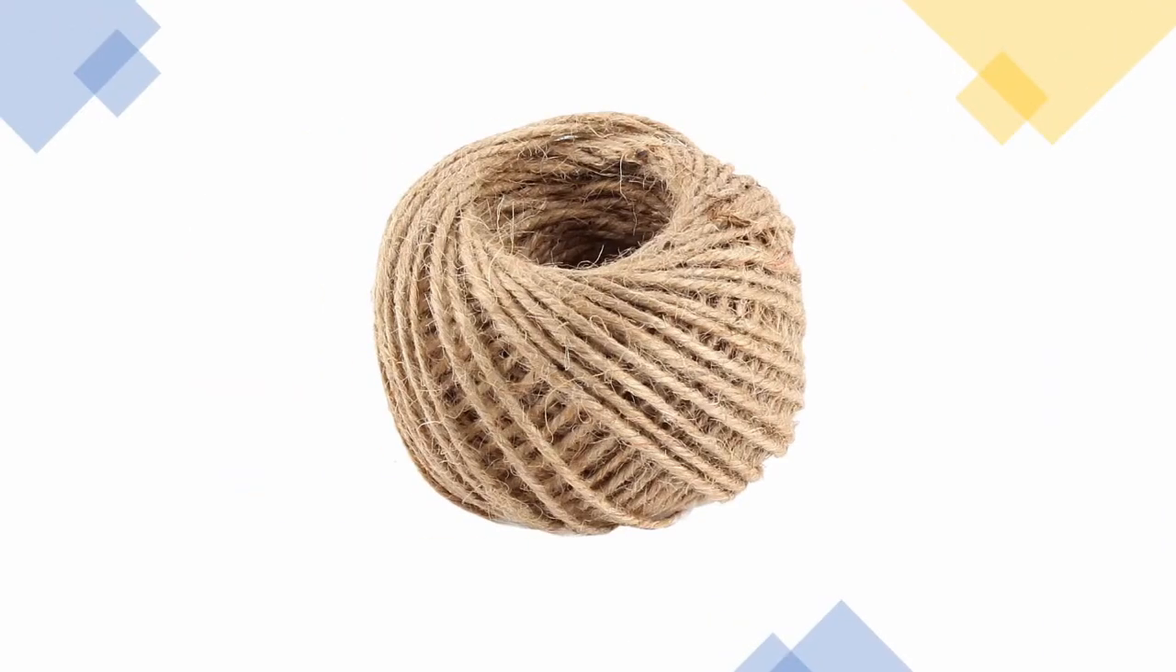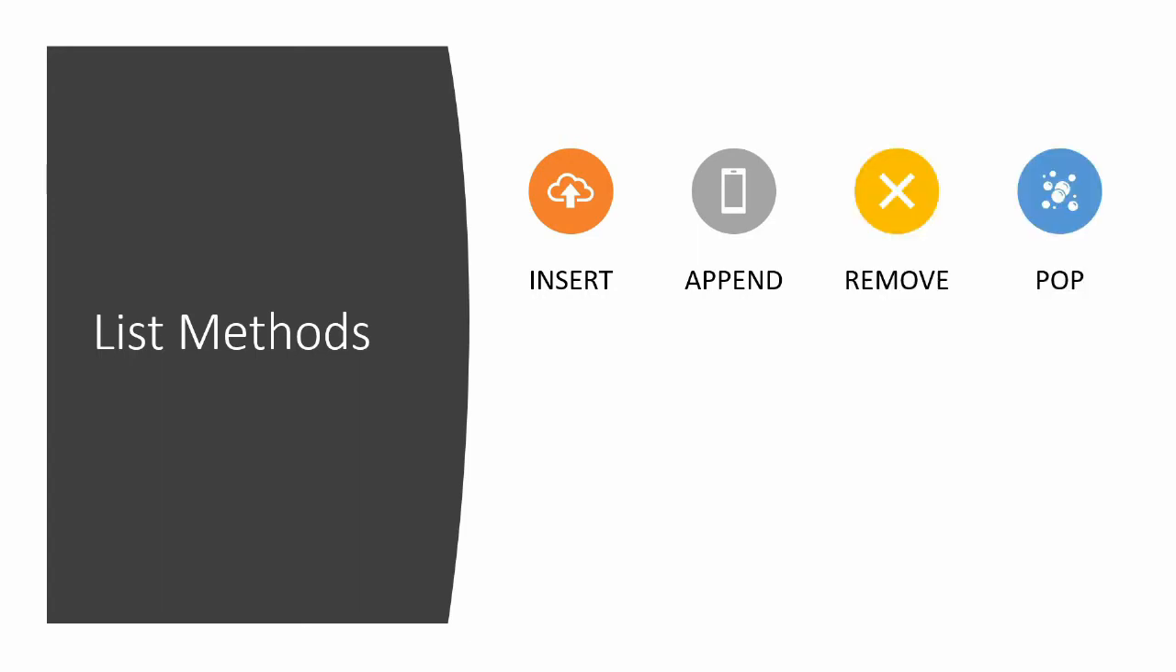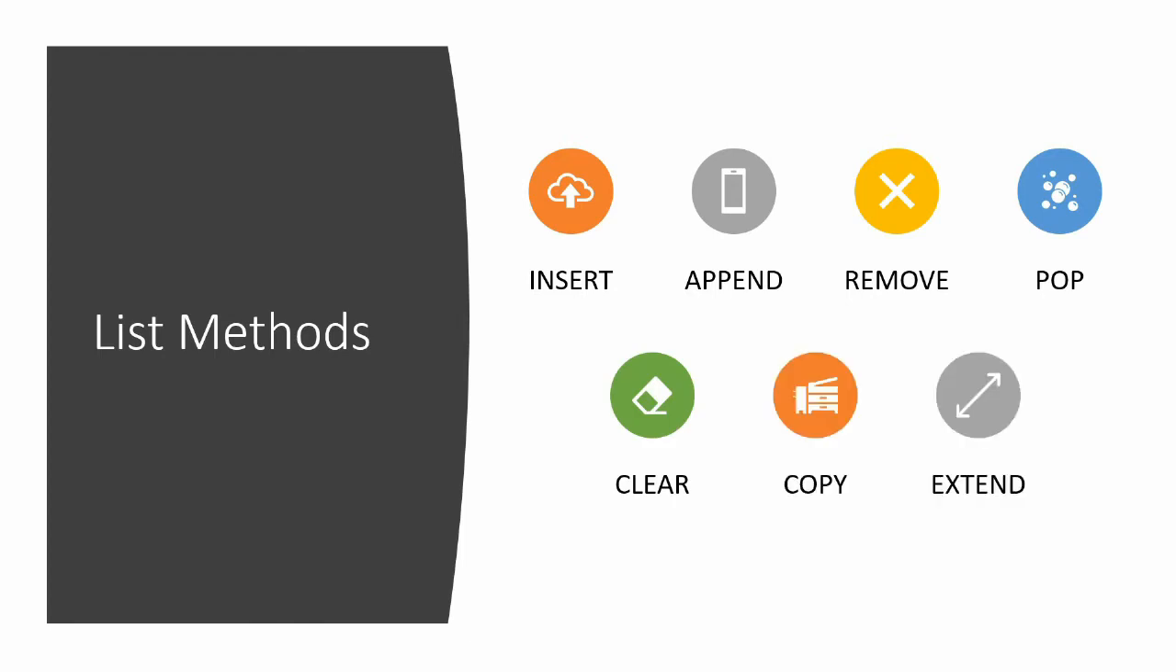And there are some things that you can do with lists that you can't do with strings, and they're these list methods. There are quite a lot, but I've taken out what I think are the 7 most basic ones. So you can insert stuff, you can append stuff, so putting stuff on the end, you can remove stuff, pop stuff, which is where you take out an element, you can clear the list, you can copy it, and you can extend it.